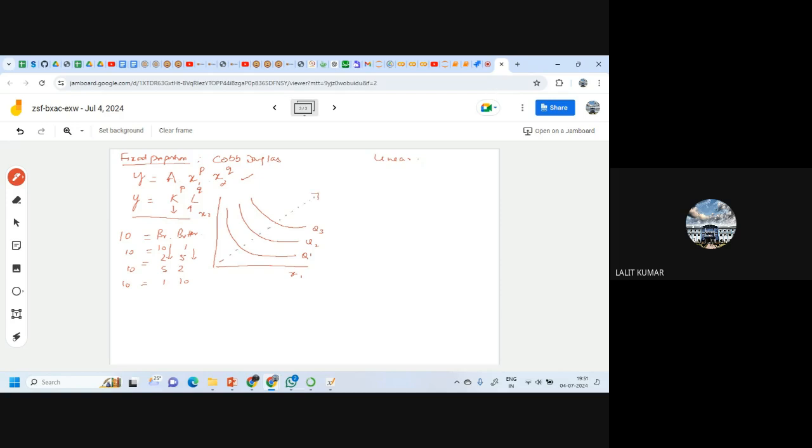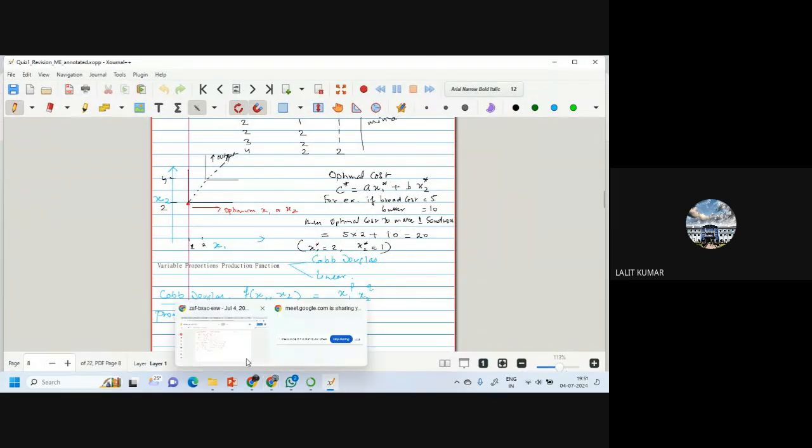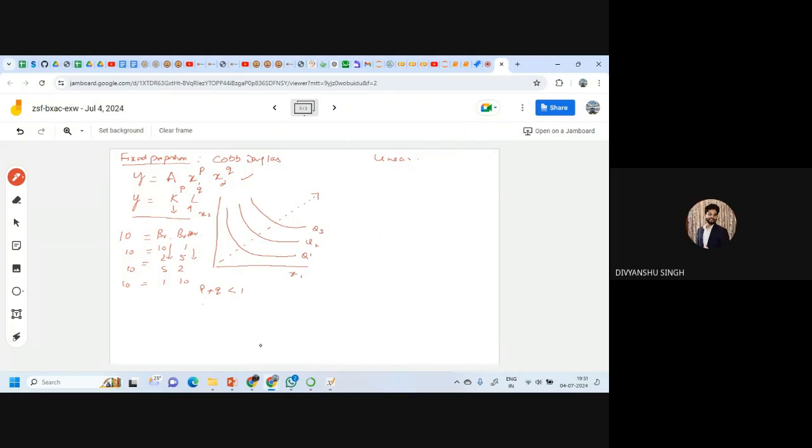Now in the quiz, they have asked what happens if P plus Q is less than 1. If it is less than 1, then your production will decrease as x1 and x2 increase. You can check it here. To increase, P plus Q has to be more than 1. Then only the output will increase with x1 and x2.